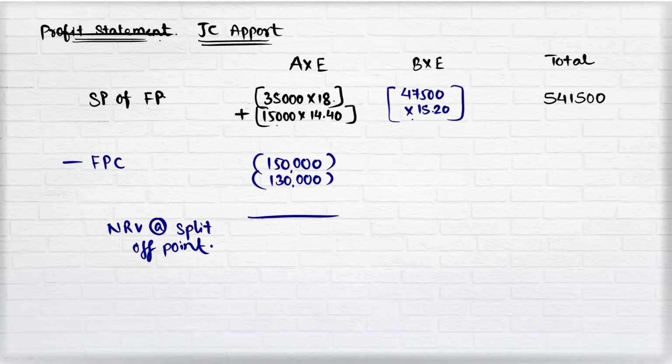Can you give me the answer of 35,000 into 18 plus 15,000 into 14.40? 9,42,000 minus 2,80,000.